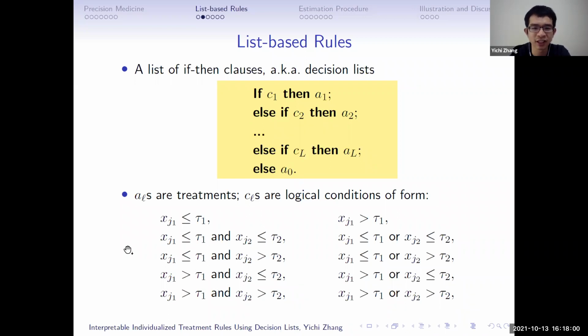And for the sake of interpretability, we would like to consider those conditions in the form of one of these 10 choices. So either we have, for some certain patient covariate, it is either less than or equal to some cutoff value, or it is greater than some cutoff value. Or we may want to consider two covariates simultaneously, and they could be either both less than, or one is less than, one is greater than. And also we can either use 'and' or 'or' to connect the two conditions. So that's all the 10 possible forms of the conditions that we would like to put into the if clause. And for the then clause, those A1, A2, and so on are just one of the treatment options.